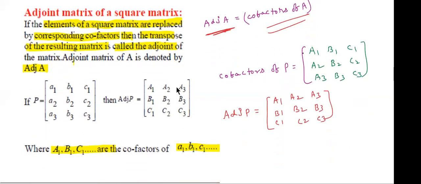Okay. How to find cofactors, we know very well. If P is the matrix, this is the adjoint of P. So how to find the adjoint matrix? Cofactors whole transpose. How to find cofactors, we have already discussed.